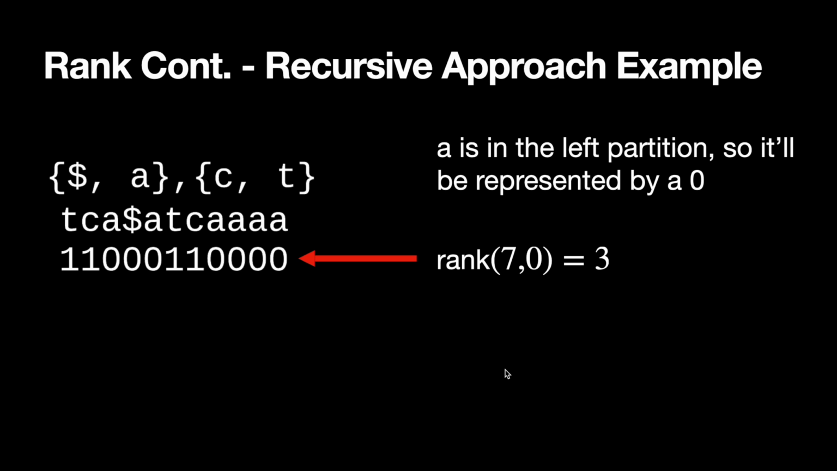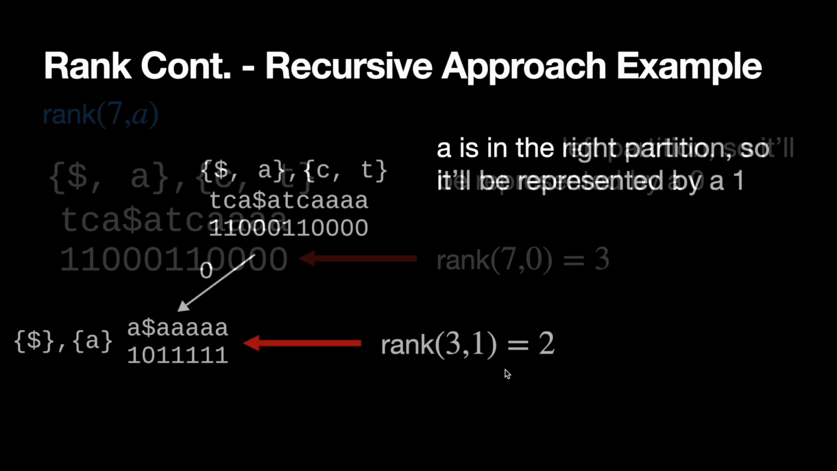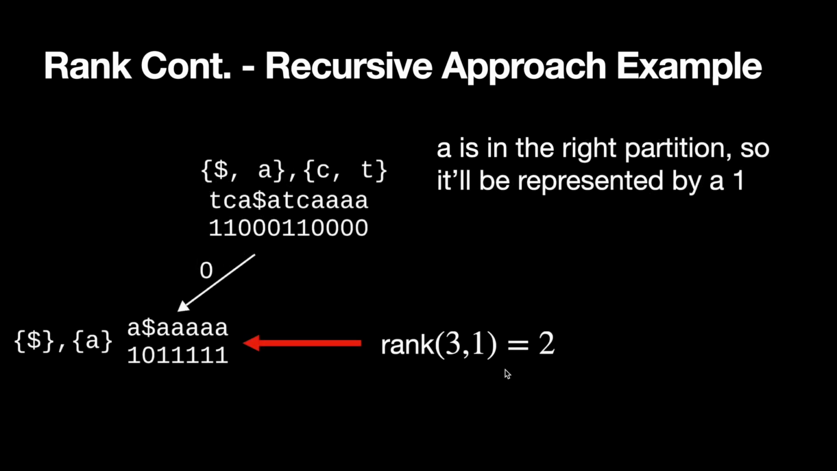However, that is not our final answer because, based on the partition, it's clear that the zeros in this bit vector can either represent a $ sign or an A. So there's kind of ambiguity. And so what we do is we move on to the left child because A is in the left partition. So moving on to that left child, we have the A's and the $ signs.